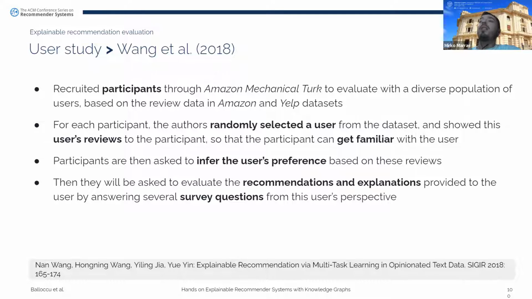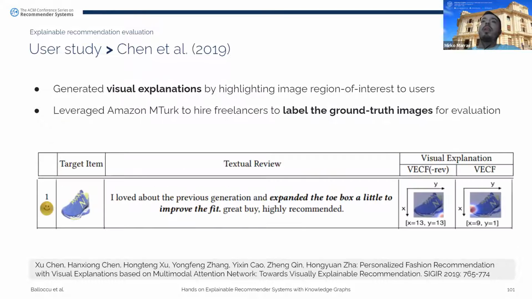So as you can see, we have a broad range of different techniques to evaluate explanations. And moreover, except for textual explanations, user studies were also conducted to evaluate visual explanations. For example, here Chen et al. generated visual explanations by highlighting image regions of interest to users and leveraged Amazon Mechanical Turk to hire freelancers to label the ground truth images for evaluation. So in this case, the crowdsourcing platform was used for the labeling, not really directly for the evaluation of the explanations.